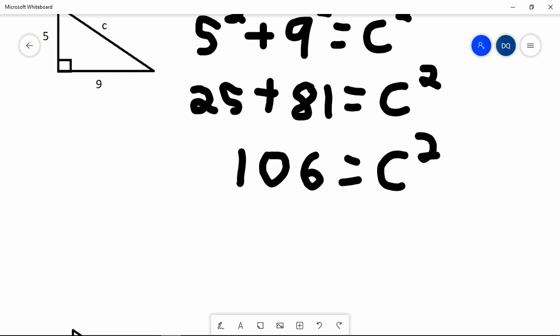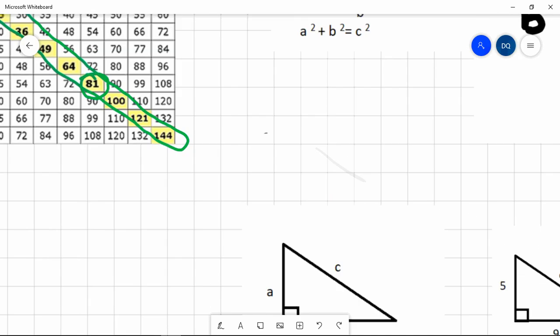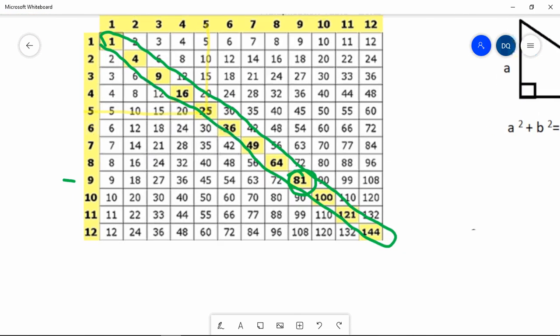Let's look at our times table again. Remember, we're looking for the square to be 106. If you look at your times table, notice that 10 squared is 100 and 11 squared is 121. c can't be 10 because 10 squared is 100, not 106. But it also can't be 11 because 11 squared is 121. It's too much. That means that c is somewhere in between 10 and 11.